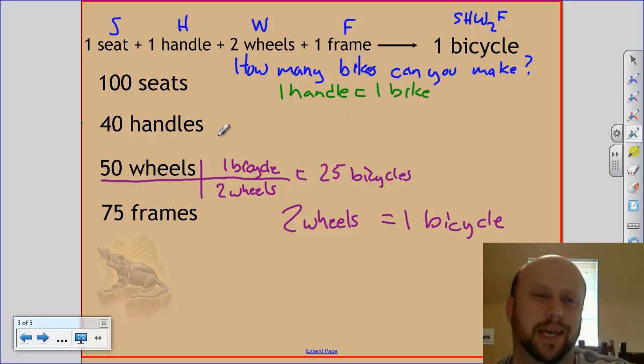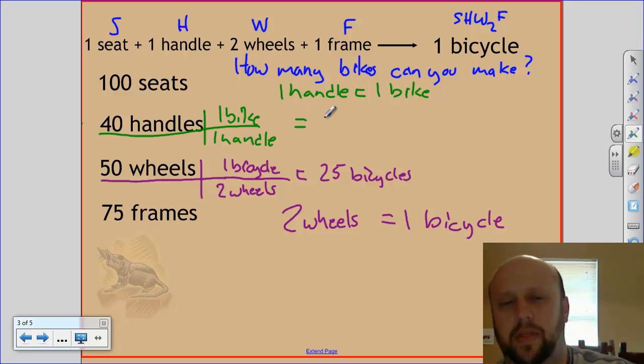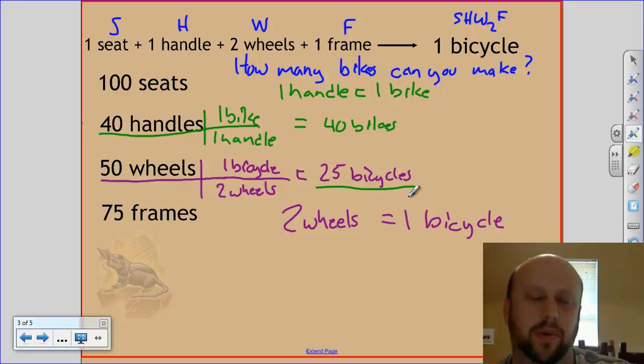I'm going to shorten this because I'm lazy. And so if I did a conversion factor here, and you can already see where this is going, one handle, one bike, okay, and that I can make 40 bikes that way. But I can only make 25 given the wheels that I have.